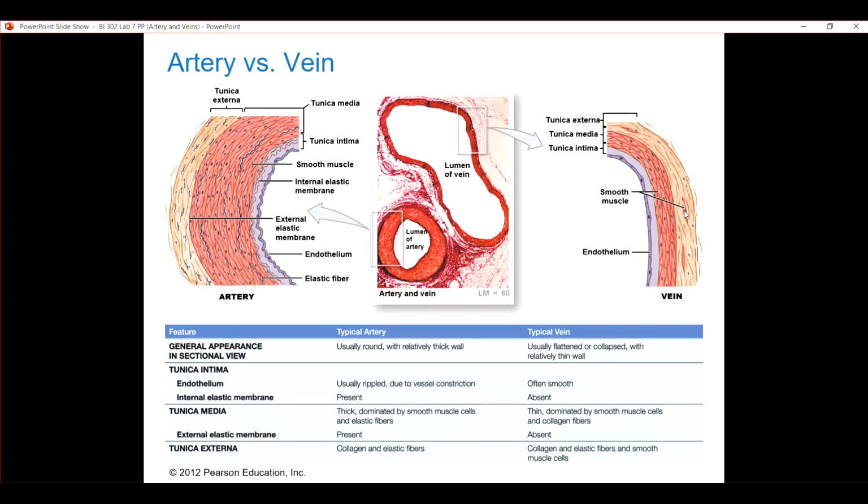But see these cells here? They're similar to these cells in here. Those are the smooth muscle cells. Okay, so again, that's unique to veins.